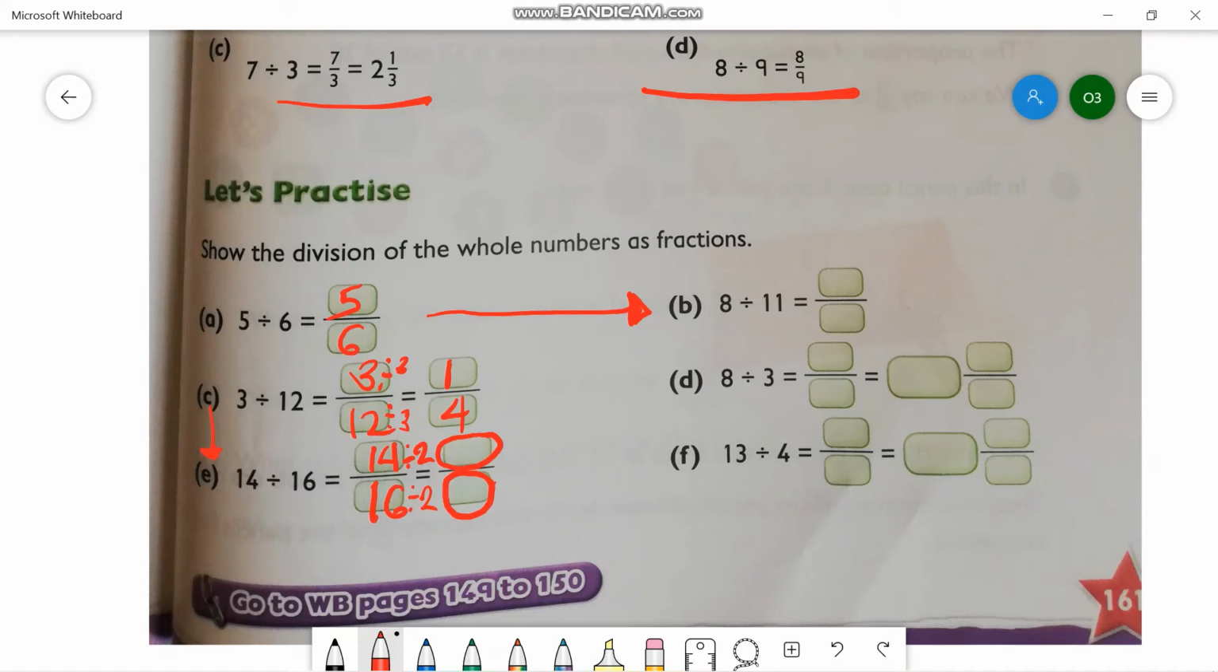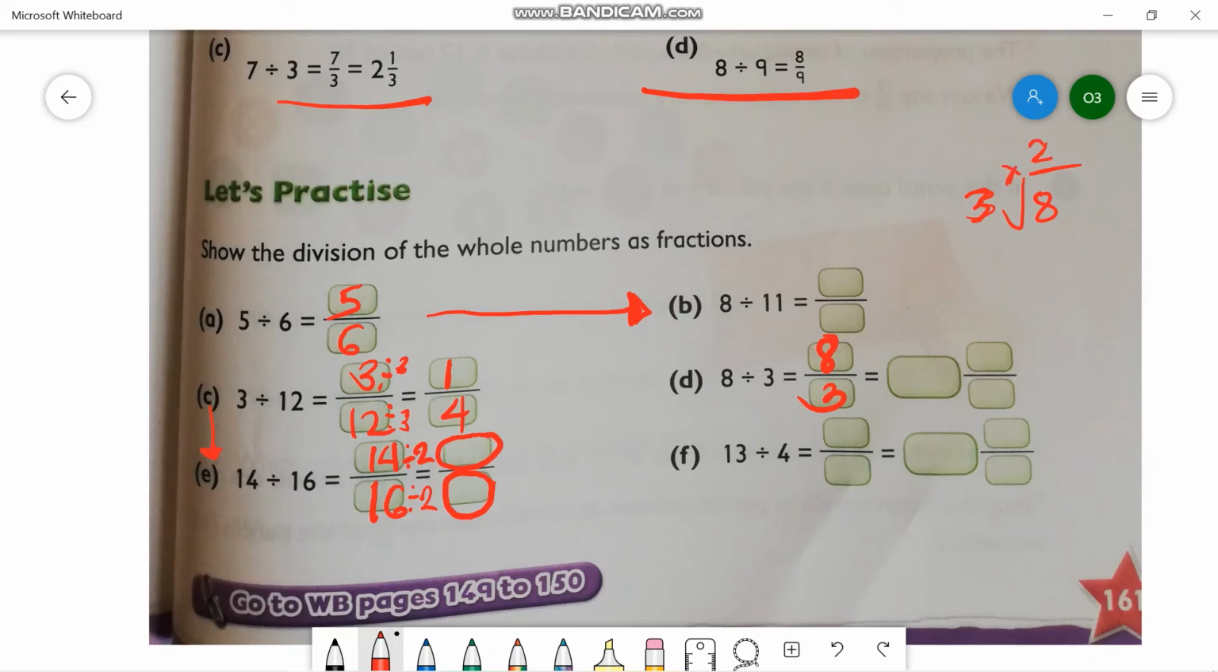Okay, now let's go to letter D. Letter D, you will see that the dividend is greater than the divisor. So let's write 8 here over 3. So 8/3 is an improper fraction. So what are we going to do if it is an improper fraction? We will divide the numerator by the denominator. So 8 divided by 3 is how many? How many groups of 3 is there in 8? So we can get 2.